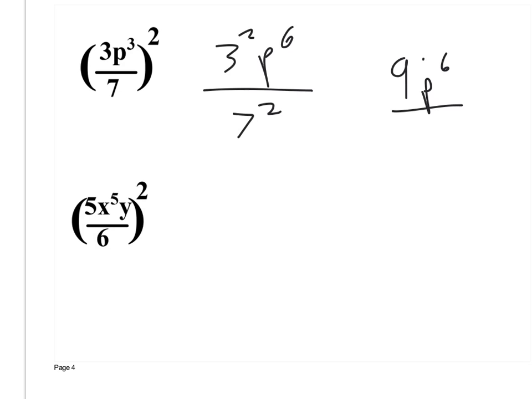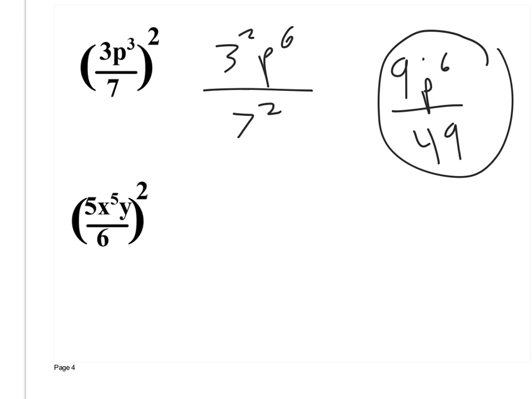And what's 7 squared? 49. 7 times 7 is 49. We just leave it as that. The book is fine with that as an answer. Okay, let's do the next one.